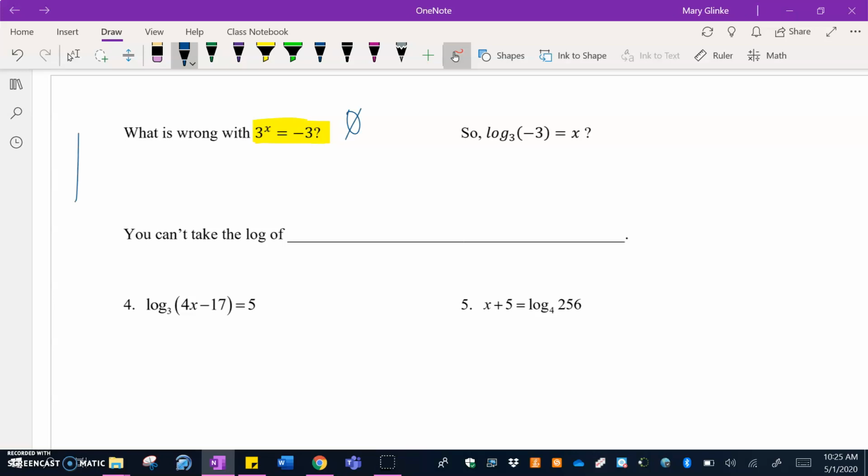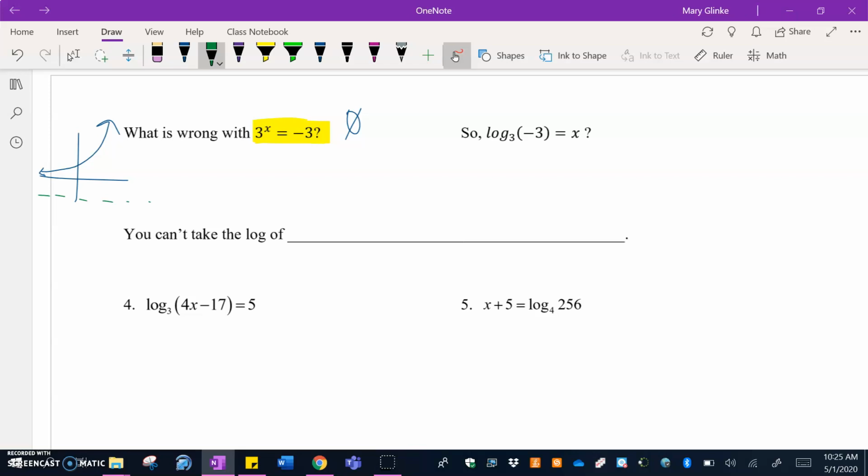If you think about your graphs, y equals 3 to the x is an exponential. It's going to look like this. You're trying to figure out, well, where does that graph cross down here when y is negative 3? It doesn't. Your range was from 0 to infinity for that one. So it's never going to give you negative 3 as an answer.